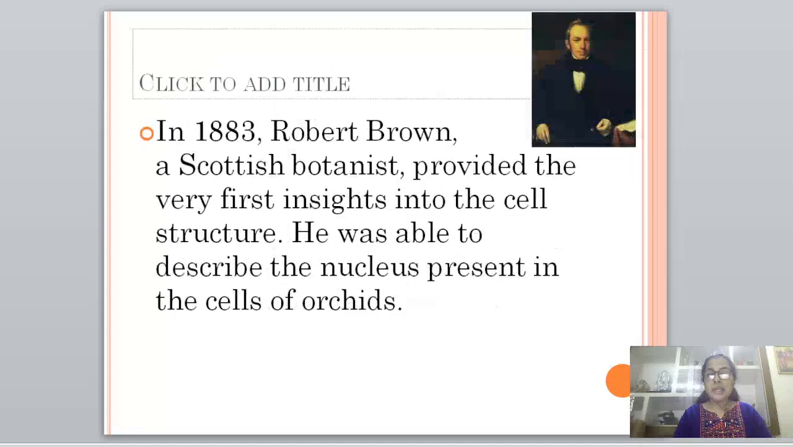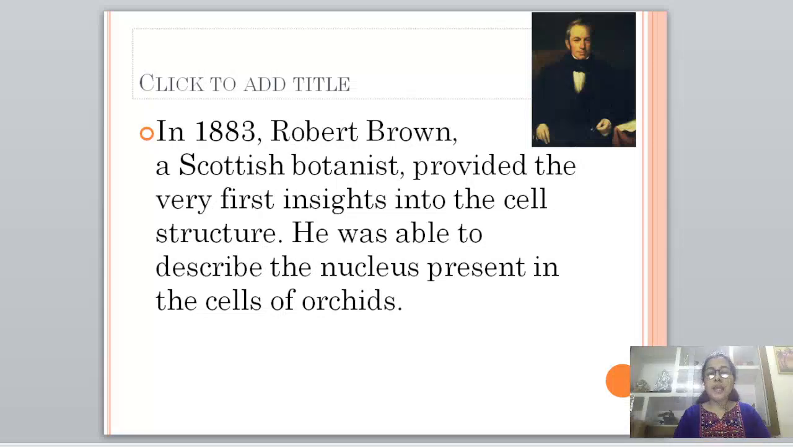Later, Robert Brown, a Scottish botanist, provided the very first insights into the cell structure, and he was also able to describe the nucleus, the structure of the nucleus present in the cells of orchids. So he gave a detailed picture of the cell structure, and he also mentioned the structure of the nucleus which he observed in the cells of orchids.